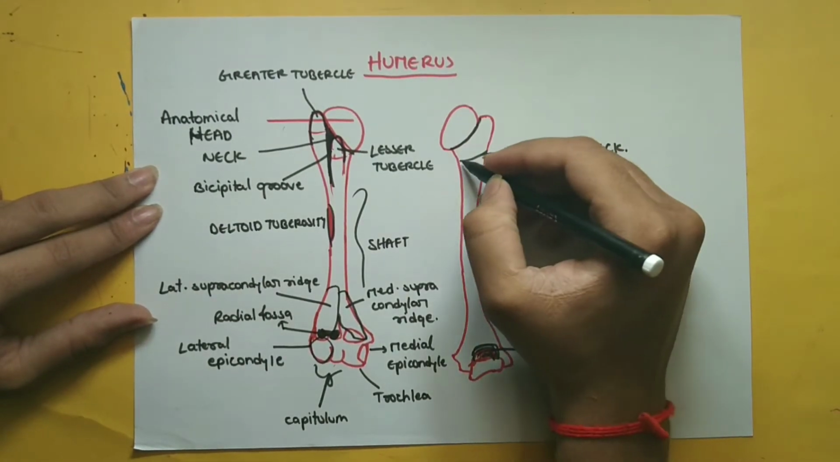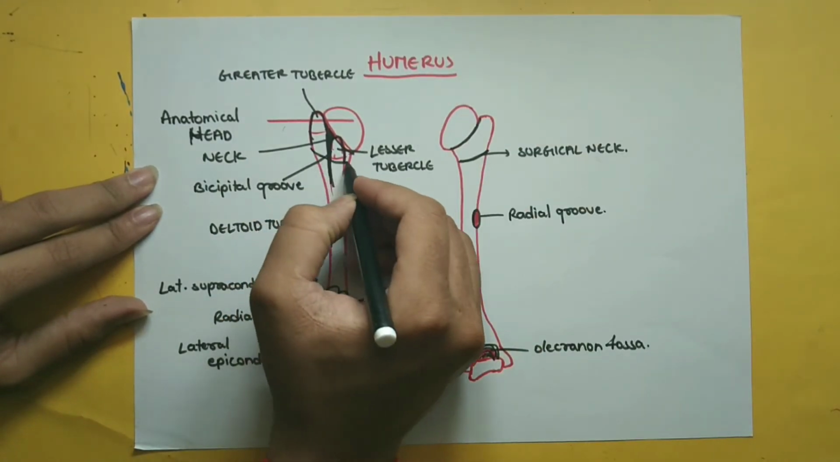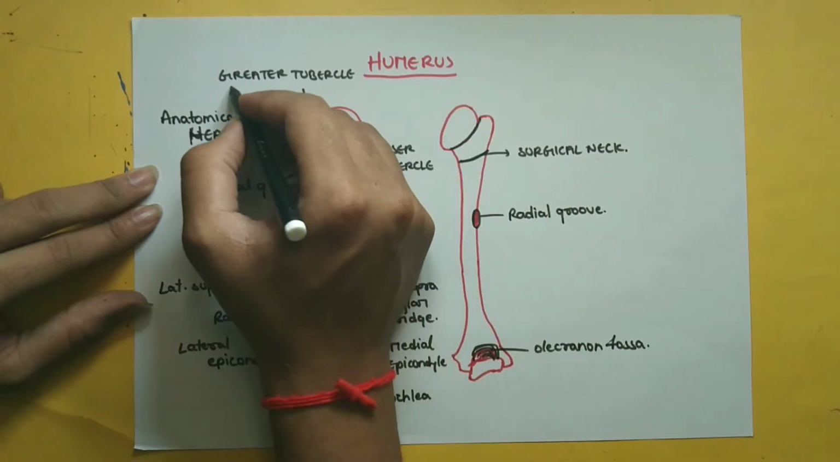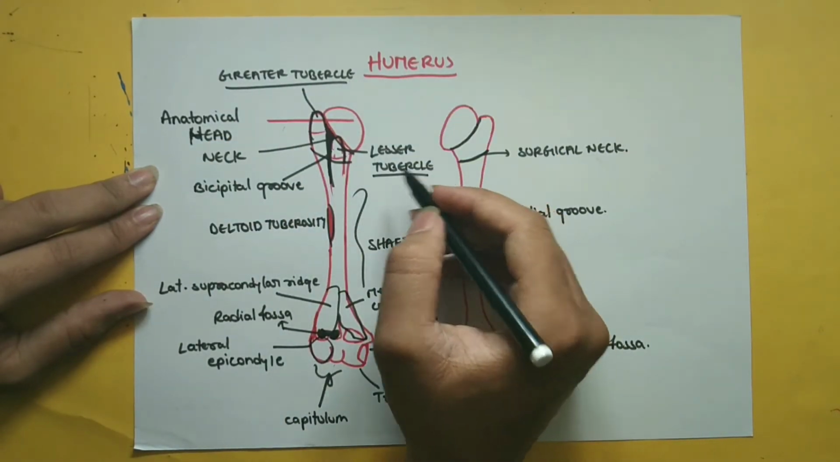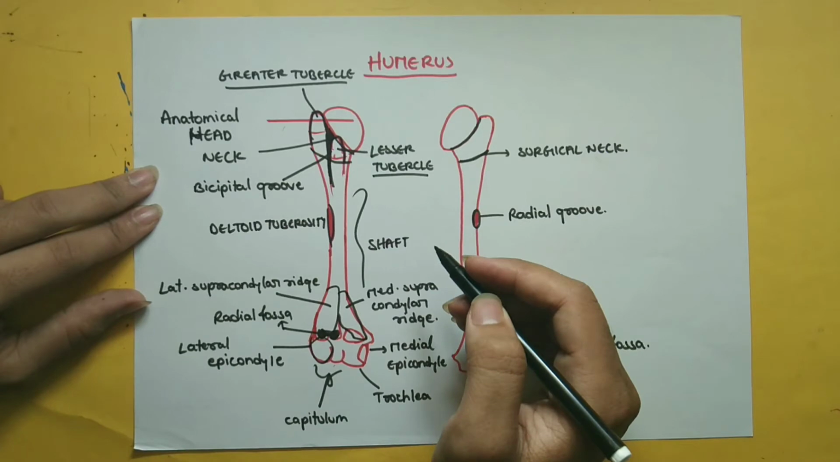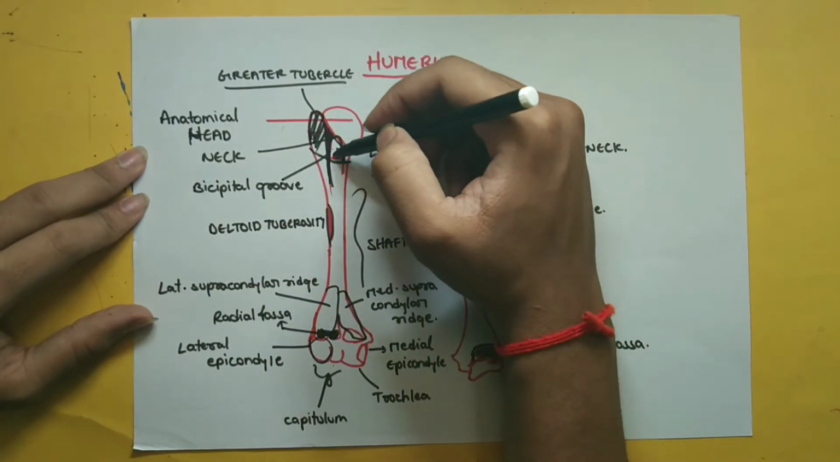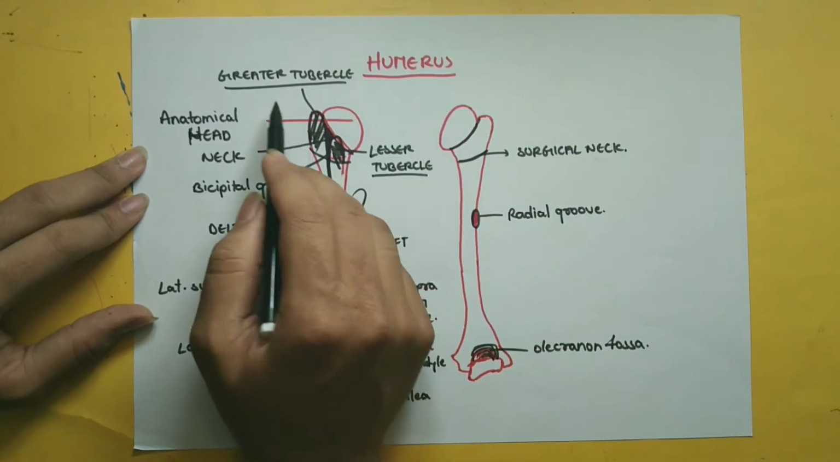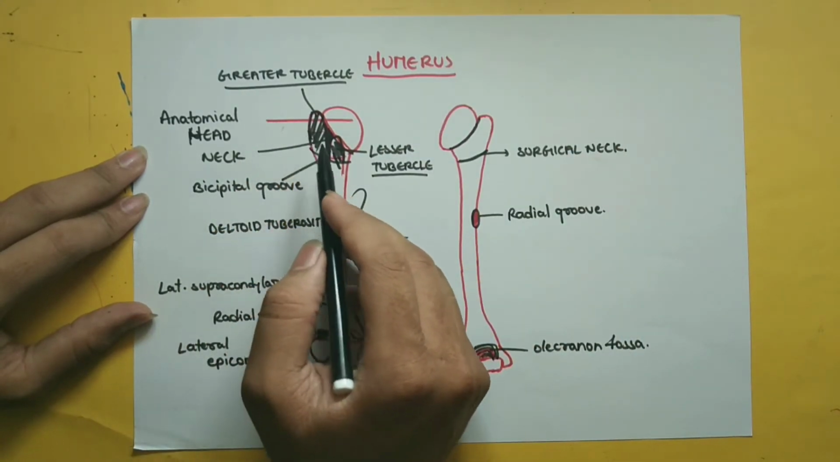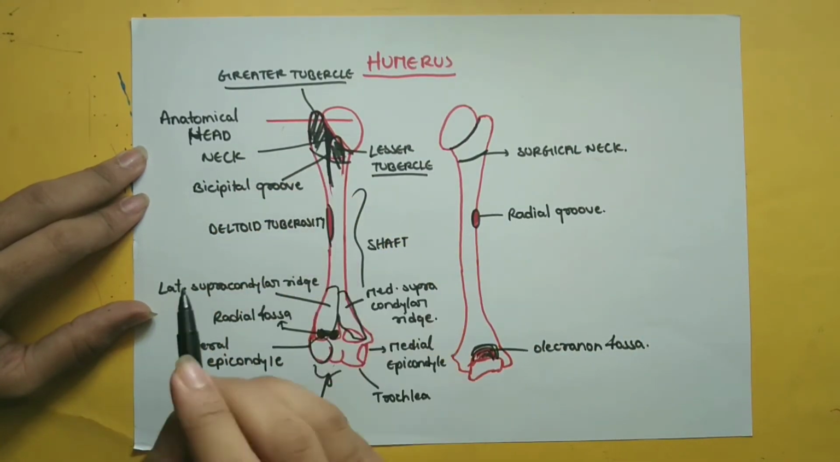As I told you, this is the surgical neck. So the greater tubercle and the lesser tubercle are situated above the surgical neck, and this is the greater tubercle and this is the lesser tubercle. So the greater tubercle is situated laterally to the lesser tubercle.